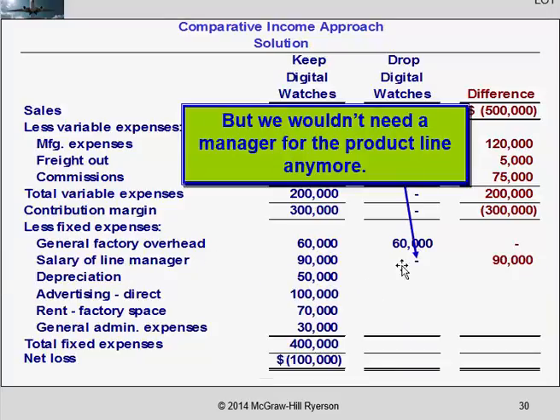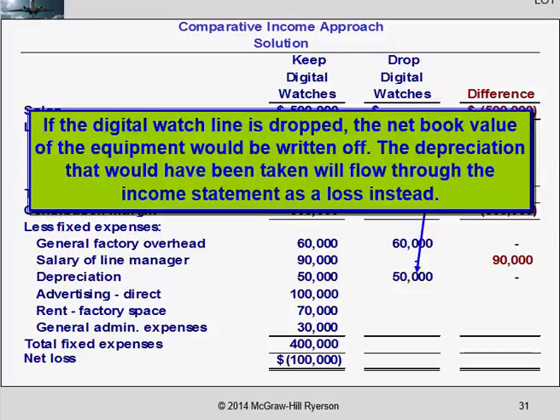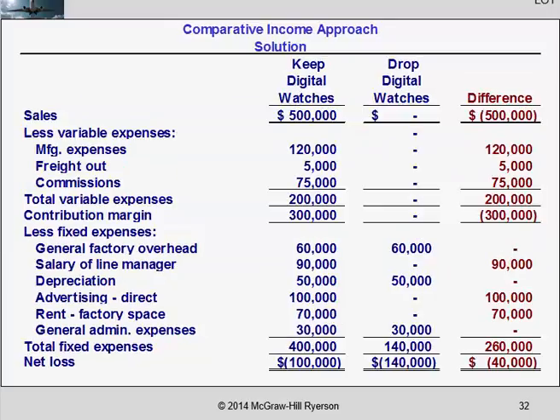We can get rid of the line manager, so that cost will disappear. The amortization of this depreciation. So here's the thing: as soon as we get rid of or scrap the equipment associated with the digital watch division, well, we're going to record this as a loss on disposal anyway. So whether it's an amortization expense over 5 years or a loss on disposal immediately, it's still a $50,000 expense, and therefore in either case it's 50 grand. It doesn't differ between the two alternatives, and so it is not relevant.